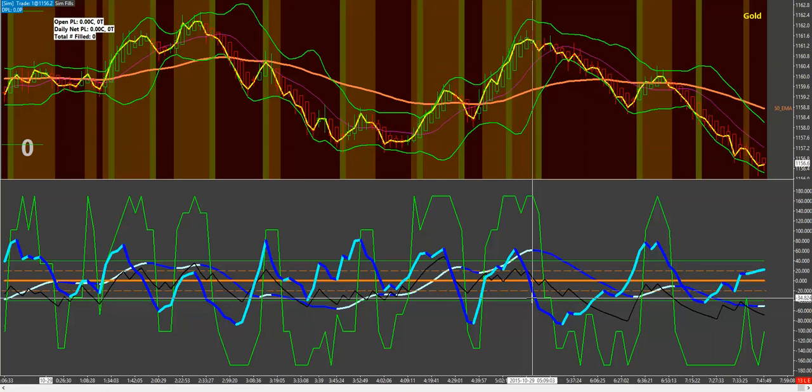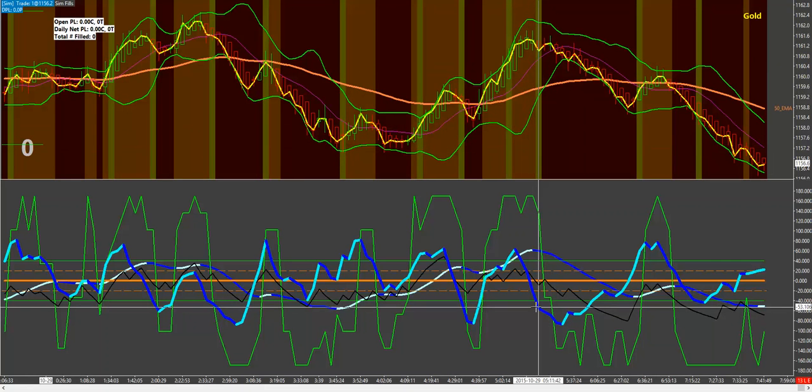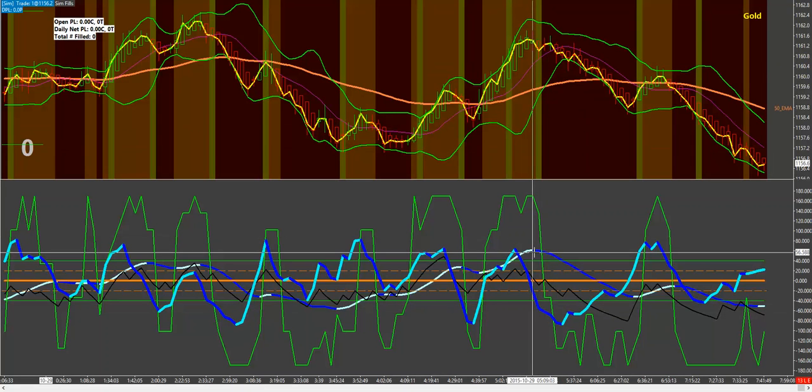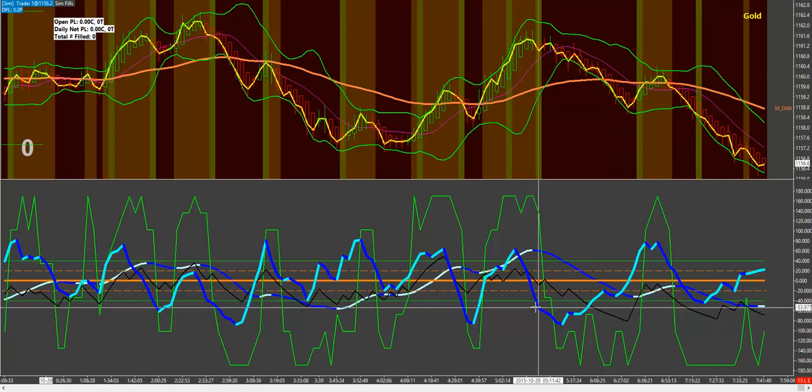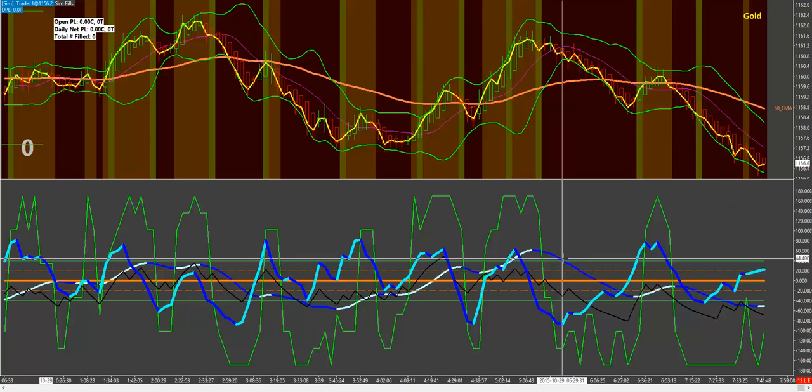Blue MACD goes outside the lower mids. That's your signal 1. Signal 1, blue MACD goes outside the lower mids. Signal 2 is white MACD goes inside the mids. So at this point in time, we don't have signal 2. So basically we stay out until roughly about here when we get signal 2.